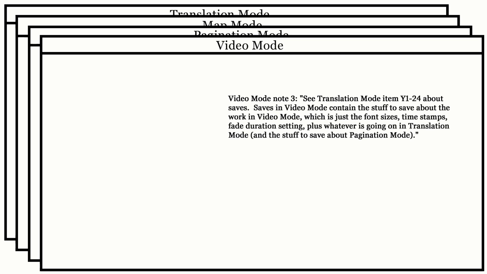Video mode saves also have to include the settings about whether the pronunciation is shown or hidden, whether the gloss is shown or hidden, and whether 2 or 1 or no translations are shown. Maybe some other things, revise item Y1-24 accordingly. And now about outputs. I don't know if it's difficult for a programmer to make a program that outputs MP4 video, but there are a few other options.